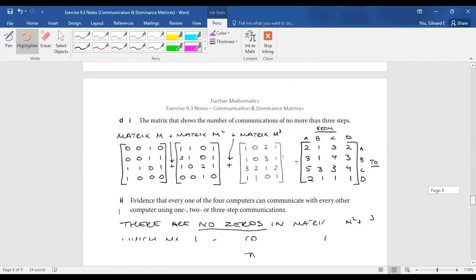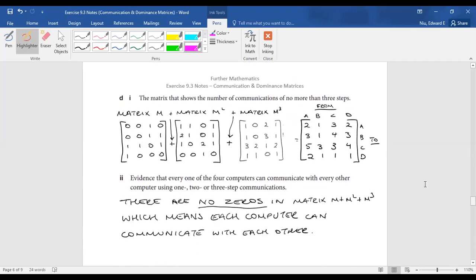Section D, the matrix that shows the number of communications of no more than 3 steps. So now we have to add the single step separation, the 2-step separation, the 3-step separation or paths together, and it's just the same. You go each corresponding element and you add it together. So 0 plus 1 plus 1 gets us 2. 0 plus 1 plus 0 gets us 1. 1 plus 0 plus 2 gets us 3.